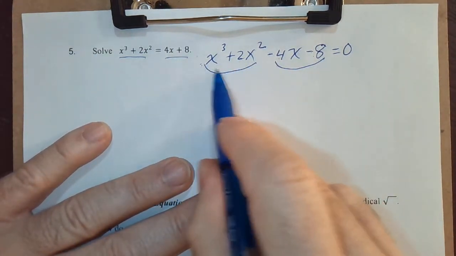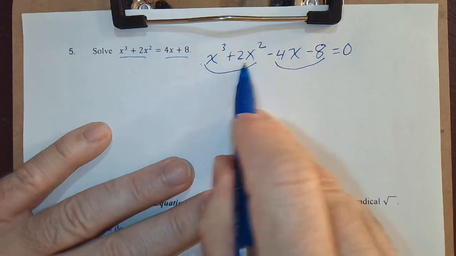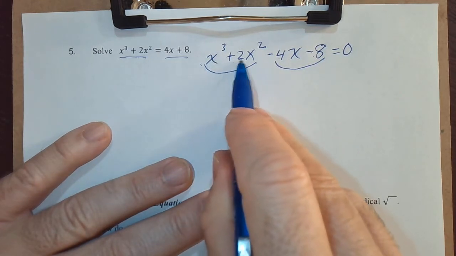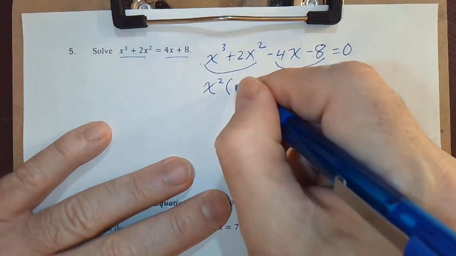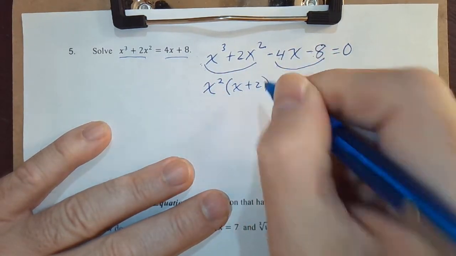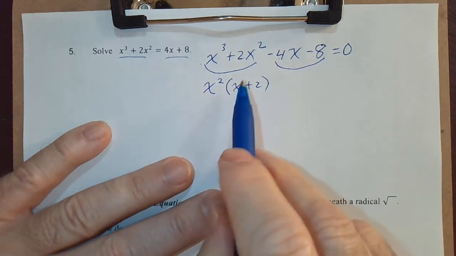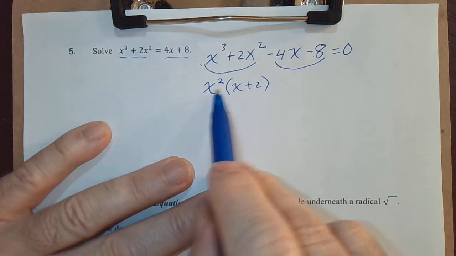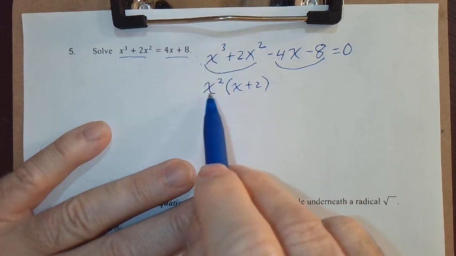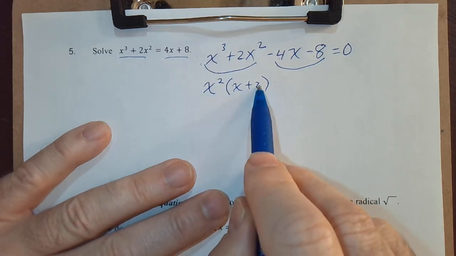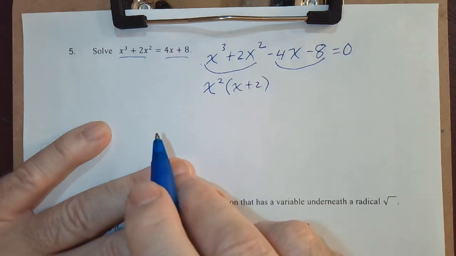So let's see, what can we do? We're just going to factor out the greatest common factor, which would be an x squared. And then we would get an x plus 2, the remaining part inside the parentheses. And you can distribute this to make sure. X squared times x is x cubed. X squared times positive 2 is 2x squared.